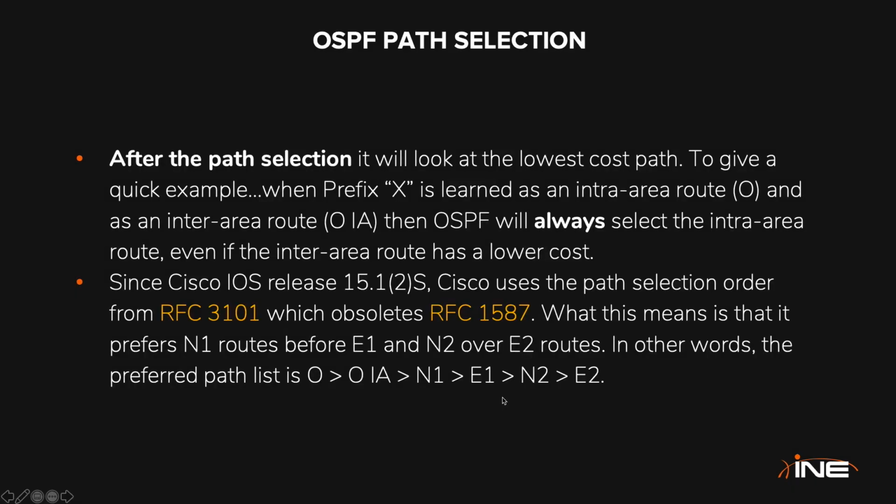Now after path selection, it will look at the lowest cost path. To give a quick example, when prefix X is learned as an intra-area route and as an inter-area route, then OSPF will always select the intra-area route even if the inter-area route has a lower cost. Since Cisco IOS release 15.1.2S, Cisco uses the path selection order from RFC 3101, which obsoletes RFC 1587. What this basically means is that it prefers N1 routes before E1 and N2 before E2. In other words, the preferred list becomes O, which is preferred over OIA, which is preferred over N1, which is preferred over E1, which is preferred over N2, which is preferred over E2.